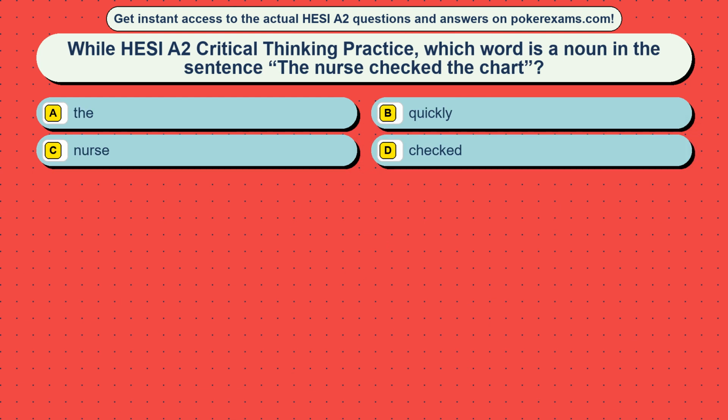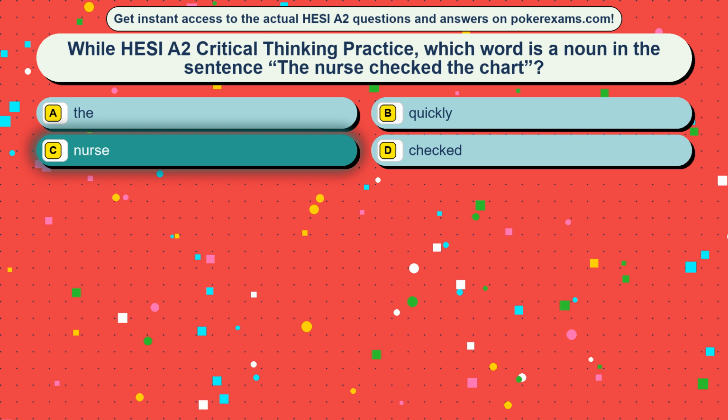Question 7. While HESI A2 critical thinking practice, which word is a noun in the sentence "the nurse checked the chart"? Option A, the. Option B, quickly. Option C, nurse. Option D, checked. The correct answer is option C, nurse.